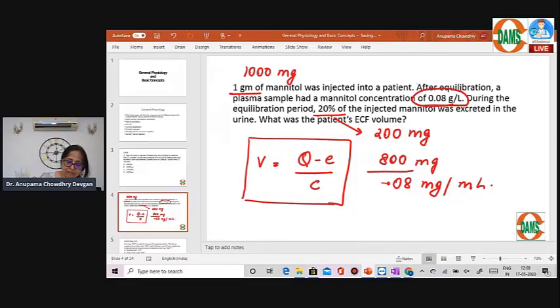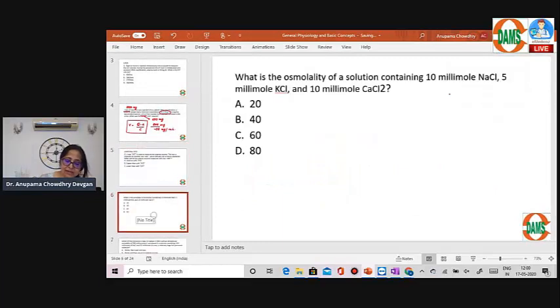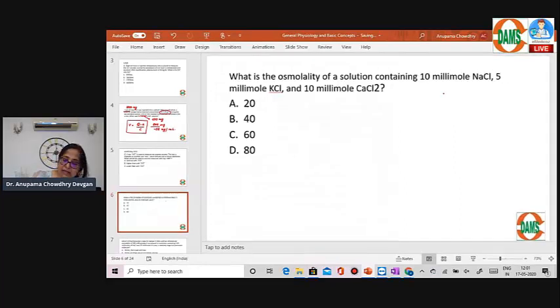Let's see the next one. We've already done this, X, Y, Z. What is the osmolality? Let's see this question, right? What is the osmolality of a solution containing 10 millimoles of NaCl, 5 millimoles of KCl, and 10 millimoles of CaCl2? Again, a revision. How do you convert millimole to milliosmol? Multiply by the number of freely moving particles.